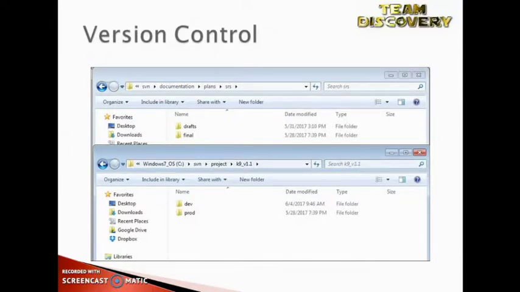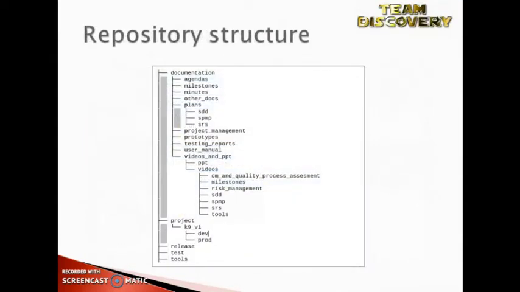Version control is a system that records changes to a file or set of files over time so that you can recall specific files. We use Apache SVN as our version control tool. Directories were created for specific requirements. This is our SVN directory structure.